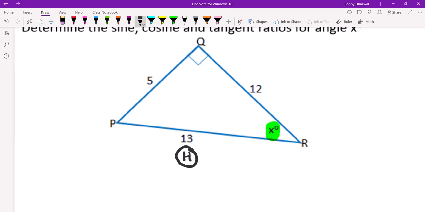So would 12 be adjacent then? Then 12 would be adjacent. Here's my angle. The side next to it is 12. That is my adjacent. So I'm going to put it down like A. Colin, you taking some notes here, bud? Right. That means the 5, the side that's left over, is our opposite side.